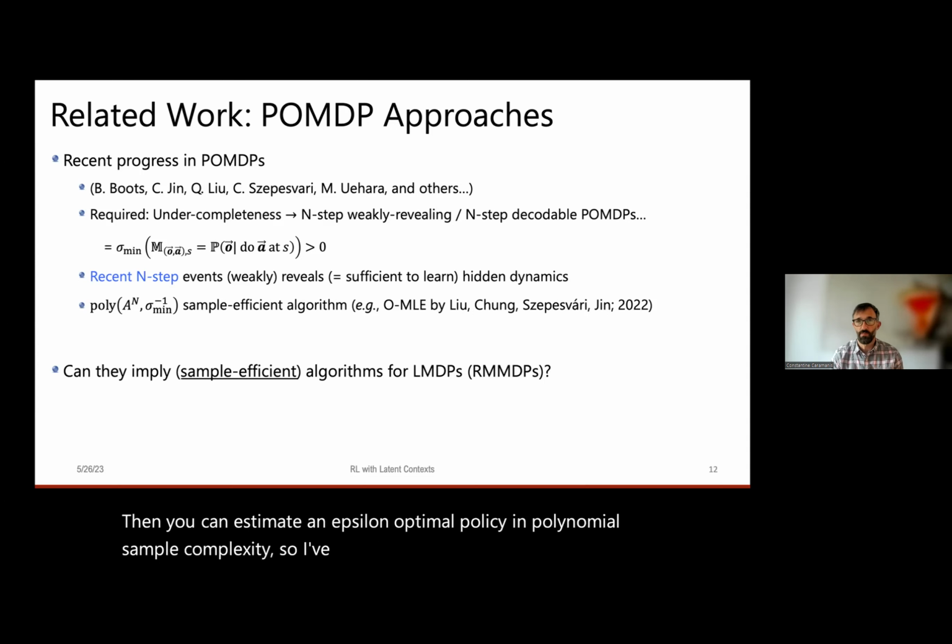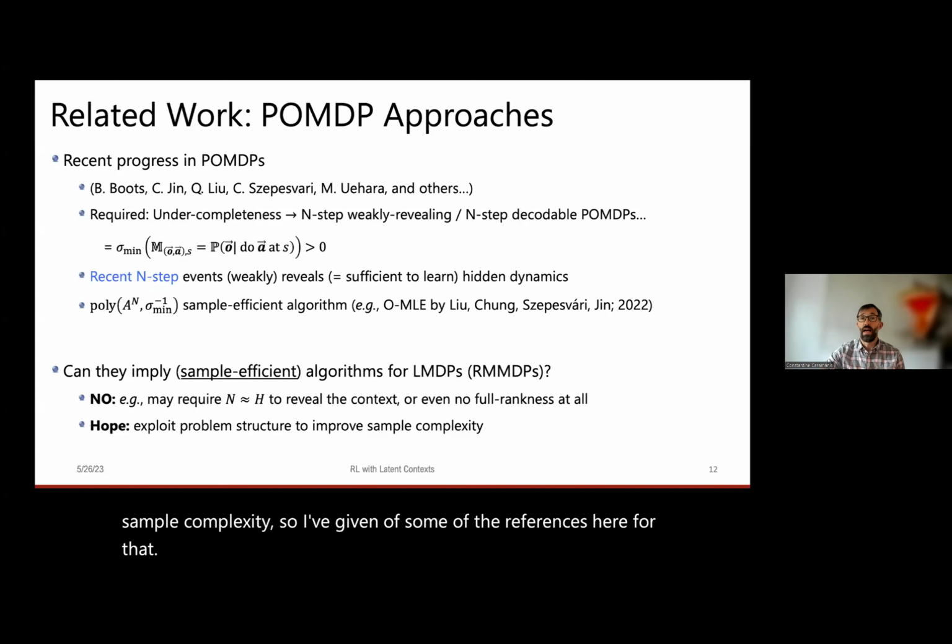So I've given some of the references here for that. I'm interested in an interaction where at any point during the trajectory, even at the end of the horizon of my interaction, I will be able to estimate what that m was, what that little m was.